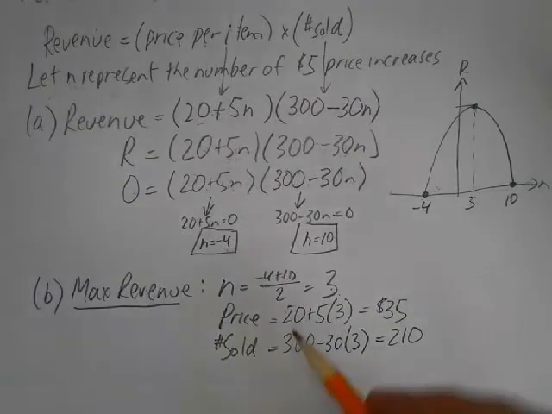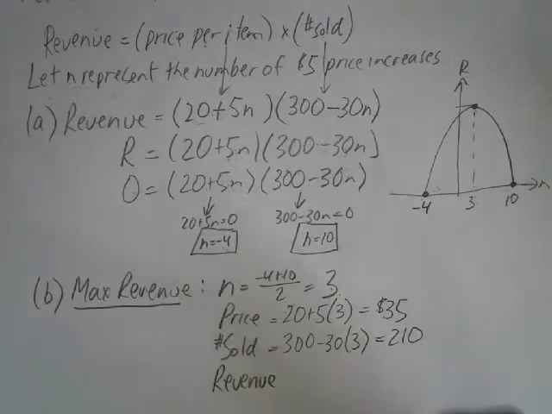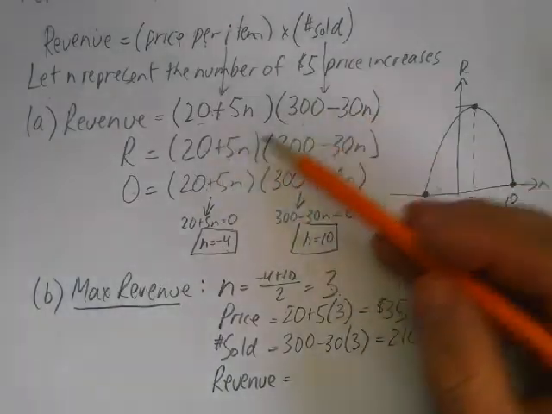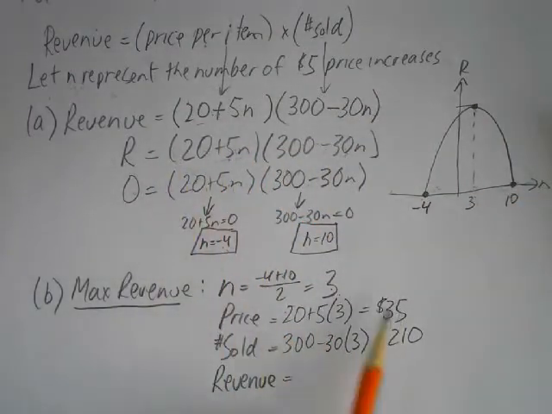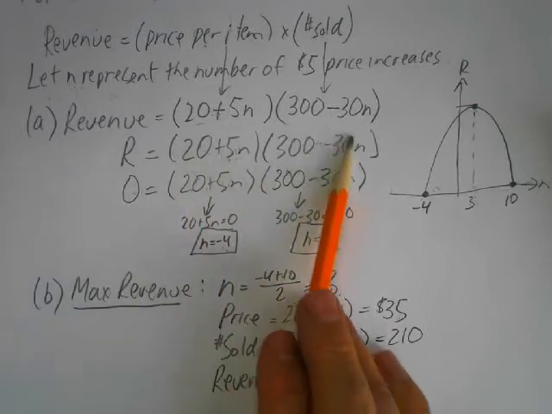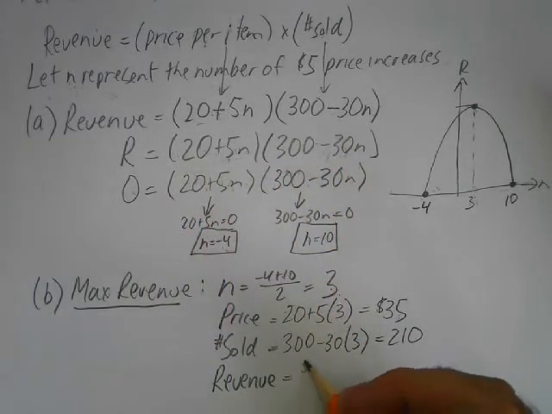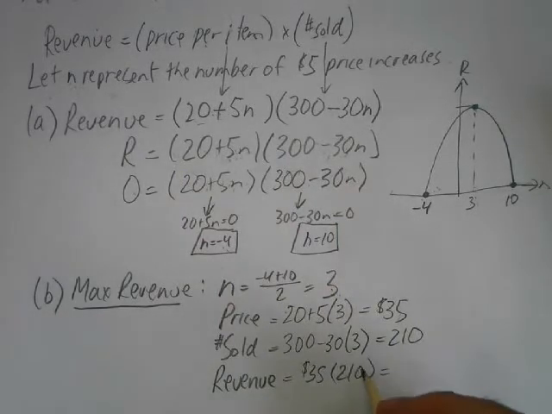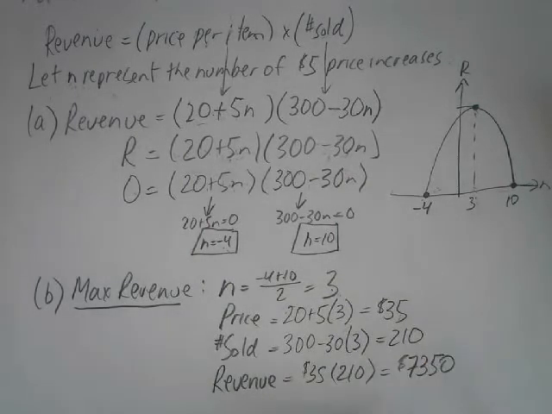And then the last thing could be the revenue. And in fact, that's what part C asks. So the revenue, you could plug your n back into here all over again, but you've already just calculated this. That's $35, and this is 210. So the revenue is just $35 times 210 sold, and that's $7,350. So that's the maximum revenue.